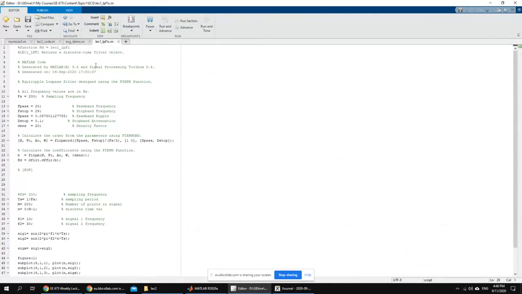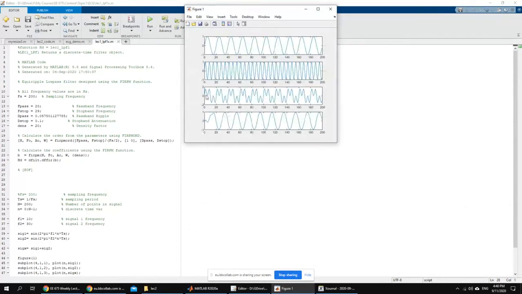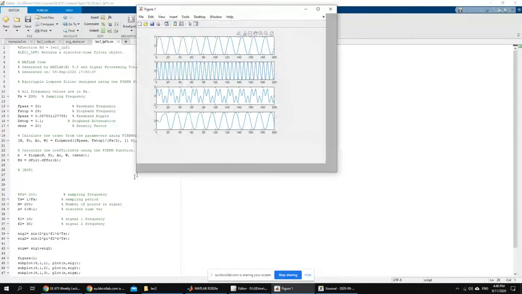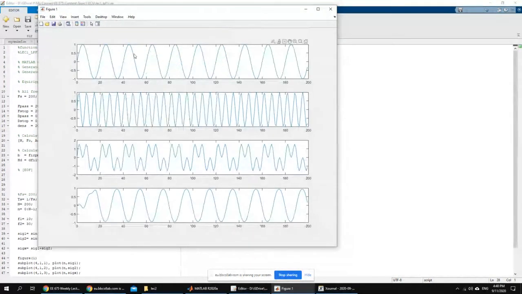Let's run it first and then go to the part where we generated the code. See here, this is the first signal. This is the second signal, which is the high frequency 30 hertz. This is the addition of the two. After I filtered with a filter with cutoff 20, I recover the first signal. This is just a basic digital filter that we tried last time.